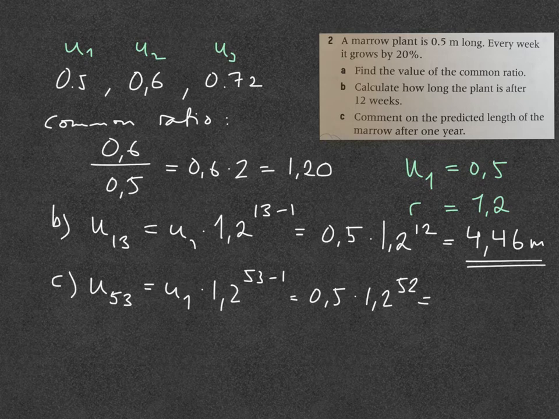Now, question c, comment on the predicted length of the marrow after 1 year. We are looking for the 53rd term after 52 weeks. The first term is 0.5. We will multiply that with 1.2, which is the common ratio, to the power of 53 minus 1. That's the power of 52. And that gives us 6,552 meters.